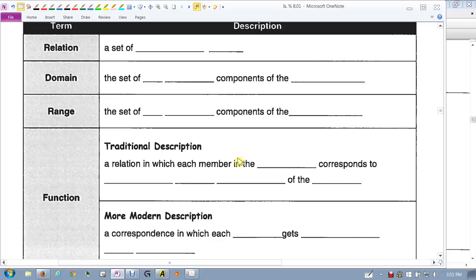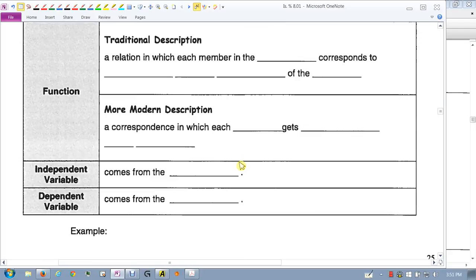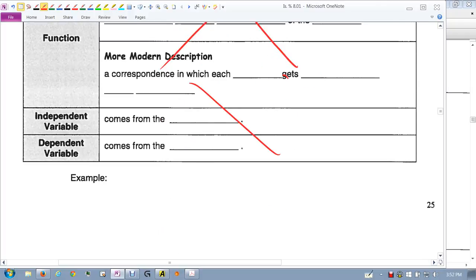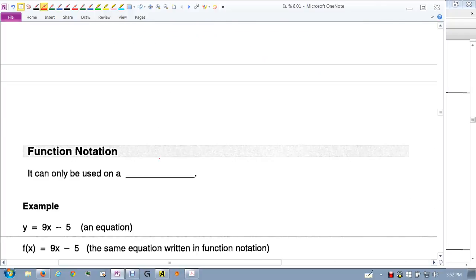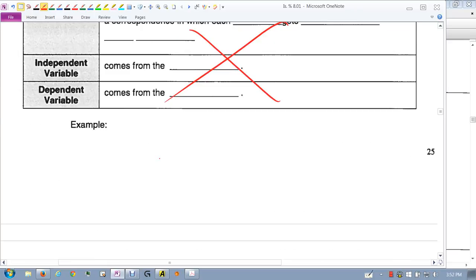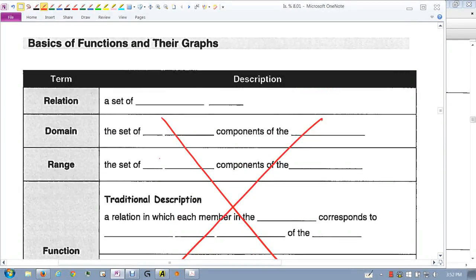Yeah, I didn't like this either. Function notation. So we got it. Now, I crossed all this out. It doesn't mean that we're not going to talk about it, but we're definitely not going to talk about it the way it's talked about here. Okay, I'm going to talk about it, but I'm going to do my own notes for this.